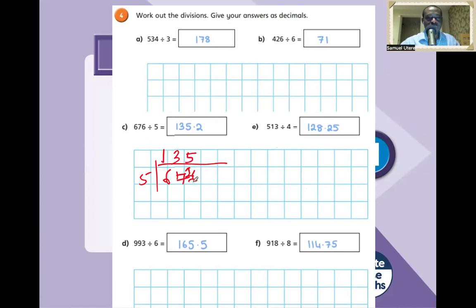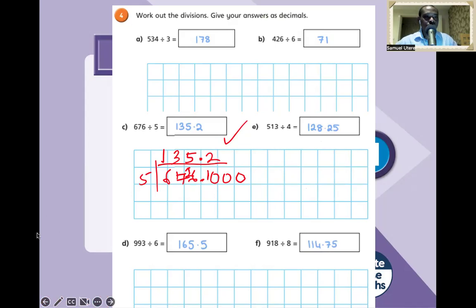All right. So we know this is the last digit that we have from the integers, the whole number. So we're going to have a decimal. We know our remainder is 1. So we put 0 there. Remember, you can go as many decimal places as you want. So that's 1. So we don't need to go any more because we can see that 10 divided by 5 is 2. So it's 135.2.